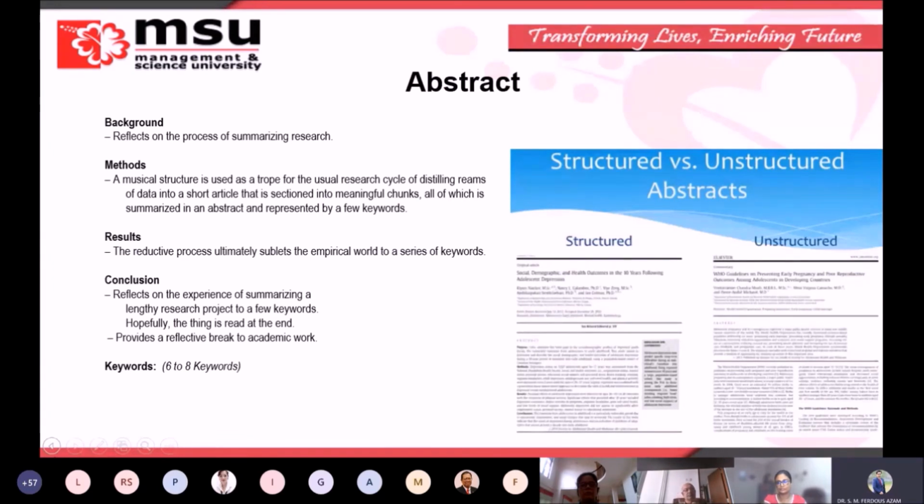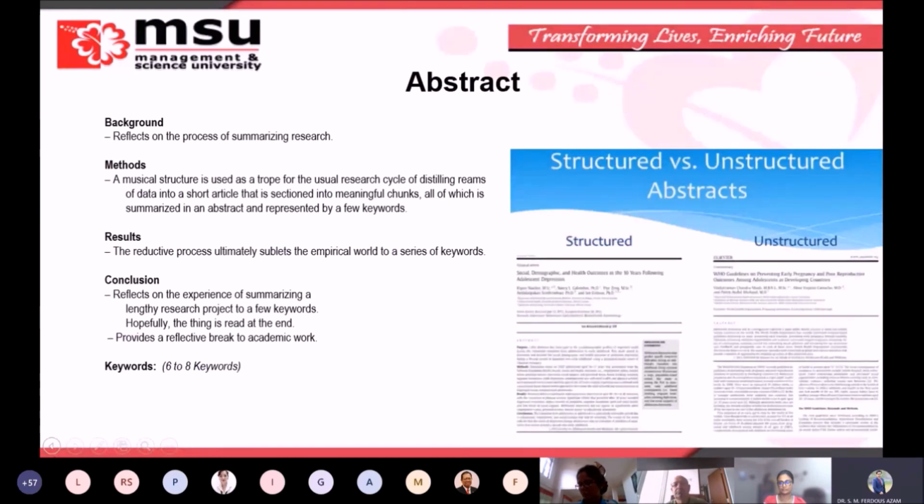We have to break it down like this, just like Emerald articles. But sometimes they require an unstructured abstract. So if it is an unstructured abstract, we keep the same components, but we have to write in a single paragraph. We call it unstructured abstract, but please take note, we still talk about background, method, result, and conclusion, but it is continuous writing. Either structured or unstructured, the contents have to be similar.